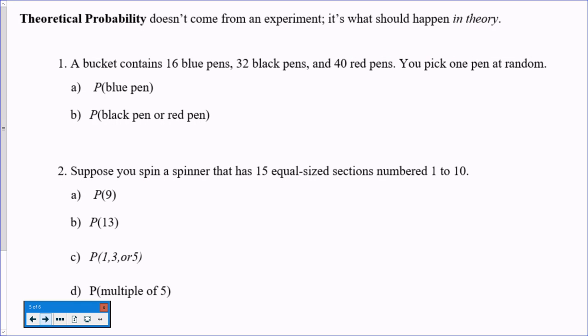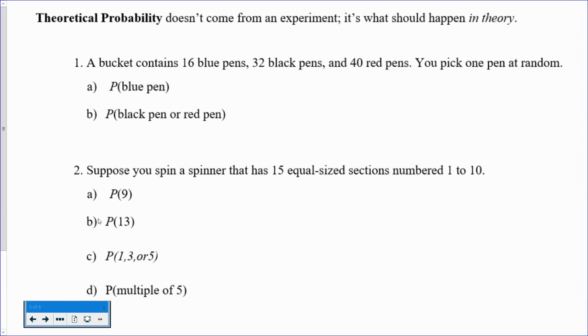Now we're going to talk about theoretical probability. It's not coming from an experiment. It's going to be what we would expect to happen, or what would happen in theory. Right? You flip a coin, there's two sides. So probability of landing on heads would be 1 out of 2. That's theoretical probability. That's what we expect would happen. Does it happen every time? No, because it's by chance, but theoretically, we're going to calculate these next probabilities.